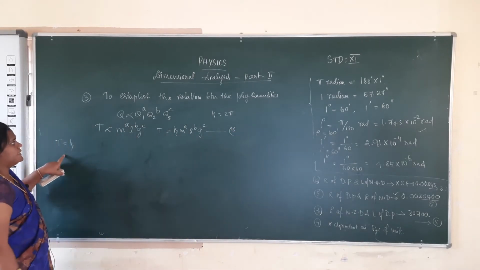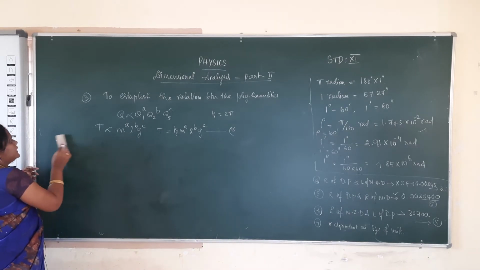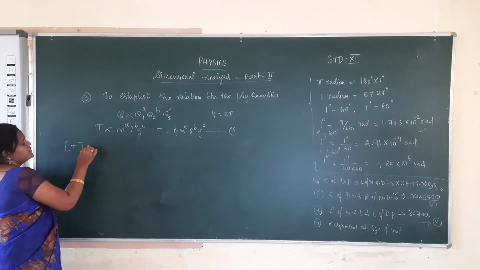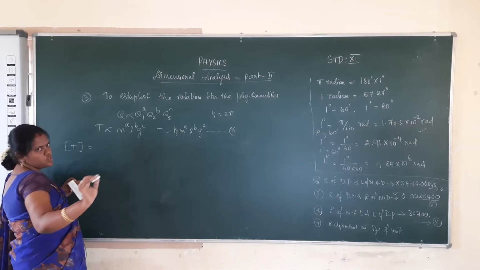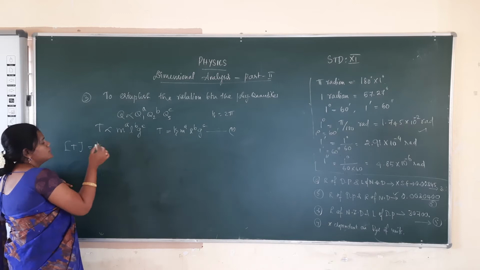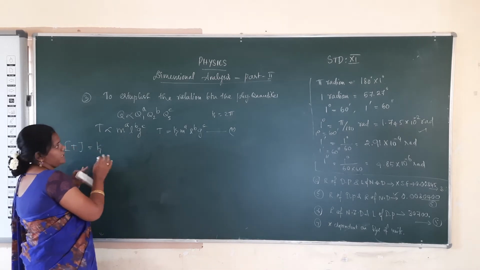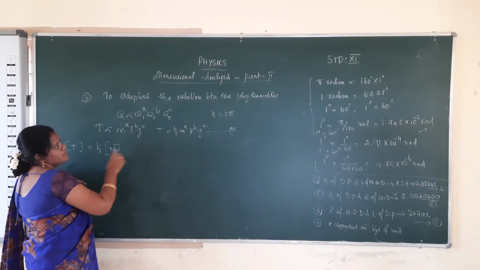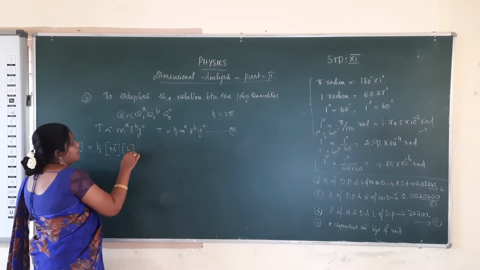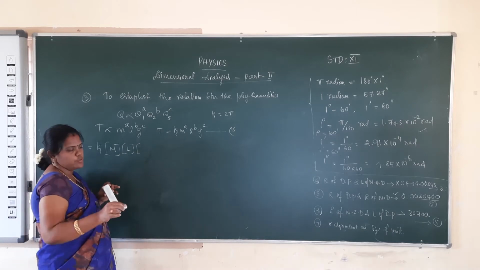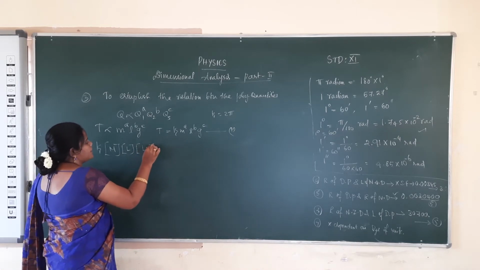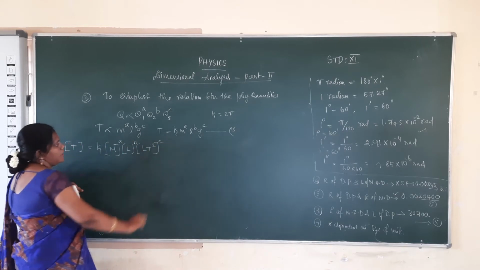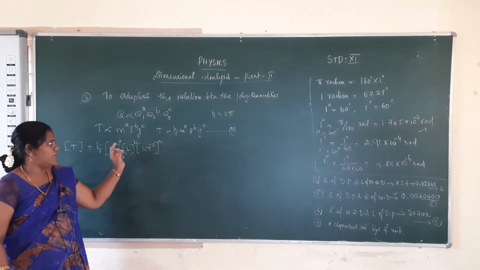Then the dimension formula for T is T, just T. The dimension formula for k: a constant has no dimension formula, so just put k. Then for m, the dimension formula is just M, for l just L, and for g, acceleration due to gravity, it is L T power minus 2. Substitute the values of a, b, c, and again mention the symbols a, b, c.